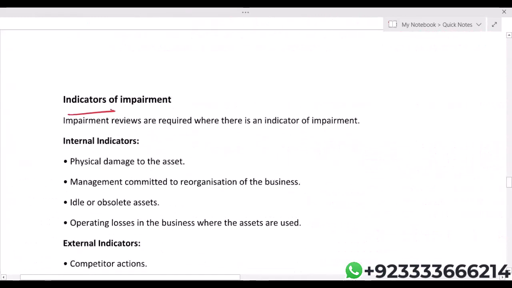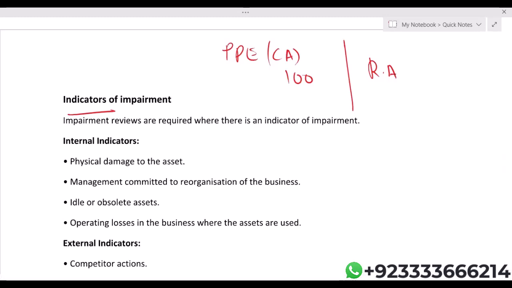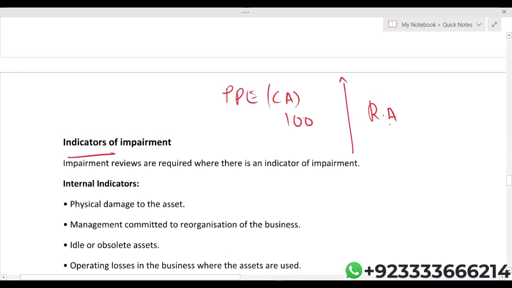Now, indicators of impairment. For example, if you are having a property, plant and equipment, let's say the carrying amount is 100 million, and we know that recoverable amount is the higher of fair value minus cost to sell or value in use. Assuming the carrying amount is 100 million and the recoverable amount is 80 million, the carrying amount is more than the recoverable amount. Whenever the carrying amount is more than the recoverable amount, the difference is your impairment loss. So 20 is your impairment loss.